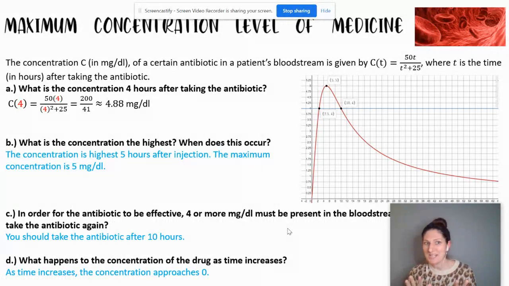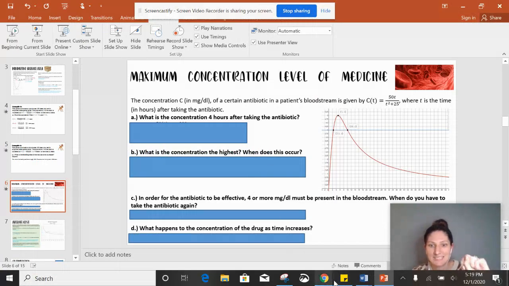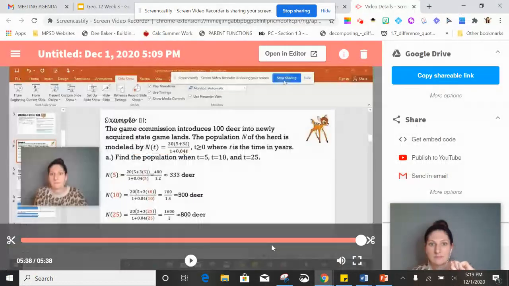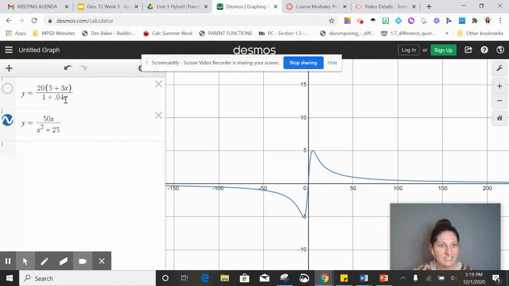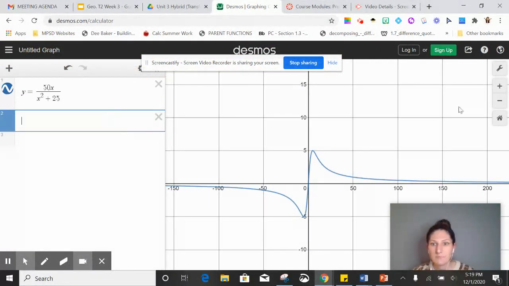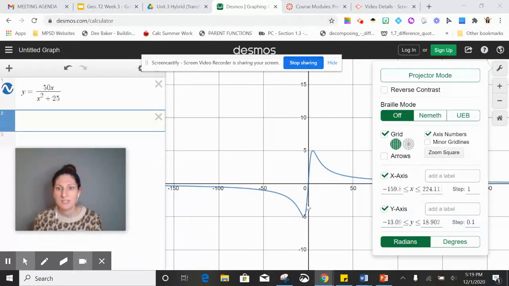I'll show you on Desmos, just in case you don't have your graphing calculator at home to find these pieces. You can use Desmos. Let me pull it up. So I just entered it, here it is. I'll delete this one, that's the last problem. But if you look, you can always edit your window. So I'm going to do that.